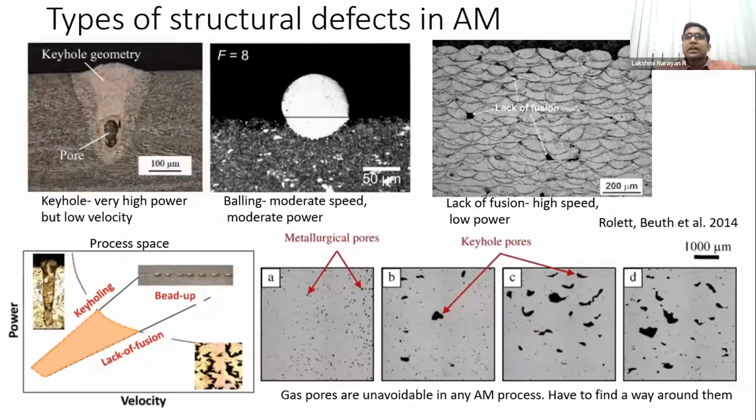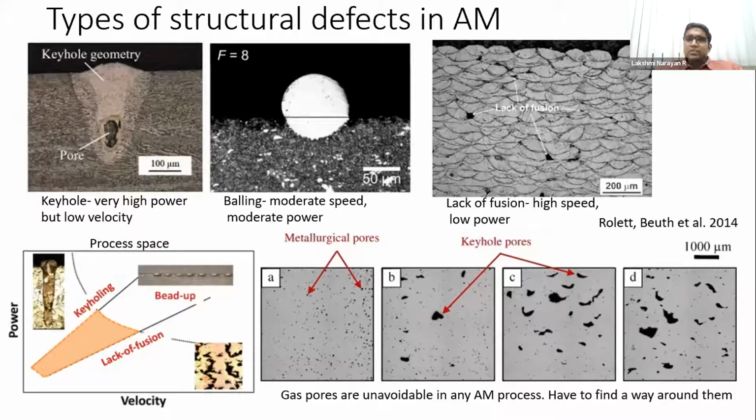Then you have some unavoidable pores, and these are called metallurgical pores. Metallurgical pores doesn't mean that metallurgy is bad. The only thing it means is that these are unavoidable, because gases get trapped in the material, and those gases do not get fully released during the printing process. They are highly unavoidable, but they are much, much smaller in dimensions, and you can live with them. Of course, you would want to minimize them, so the quality of the powder becomes very, very important.